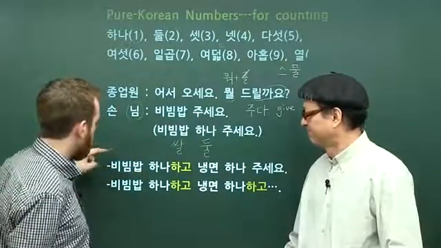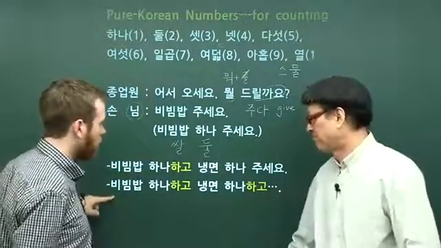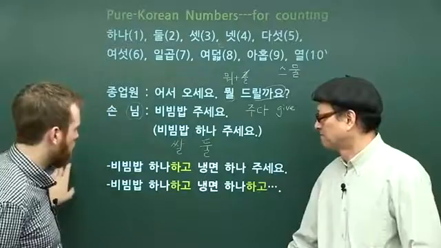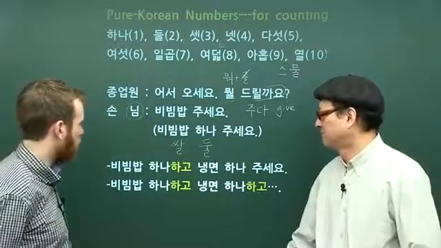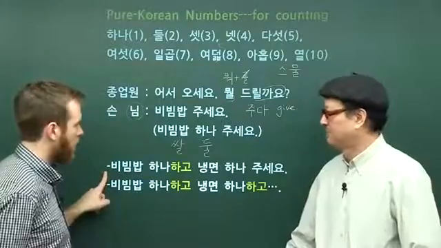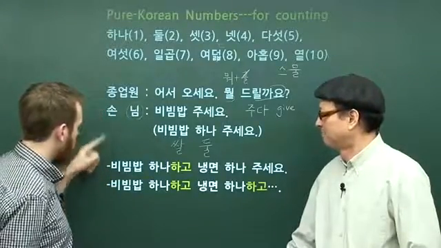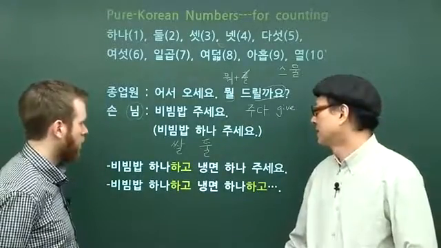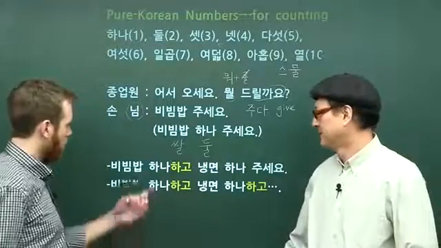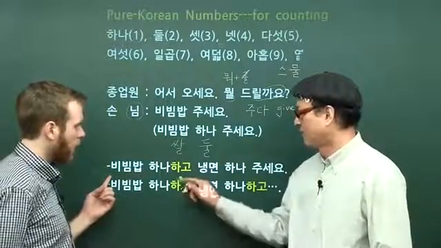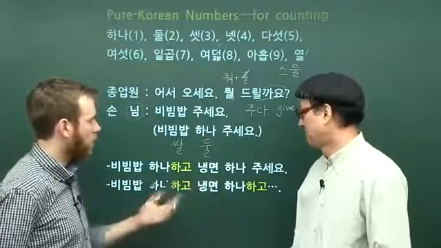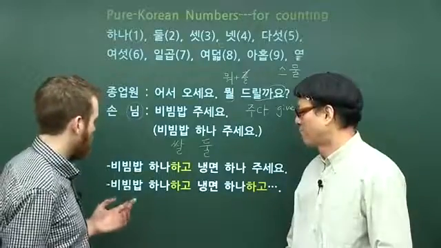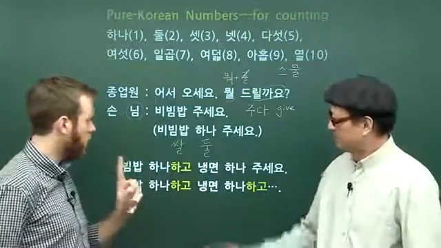All right, so we've got some different examples at the bottom here. I see something highlighted, 하고. So this would mean and. Okay, so I'm ordering more than just bibimbap in this case. So our 손님, our customer says, 비빔밥 하나 하고 냉면 하나 주세요. Okay, so in this case, the customer is ordering bibimbap and naengmyeon. Naengmyeon is kind of a cold noodle soup, very nice in the summer.